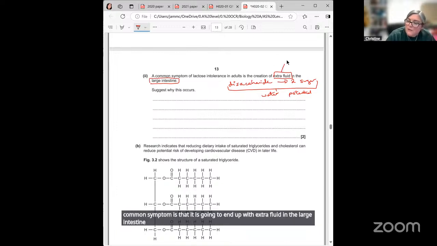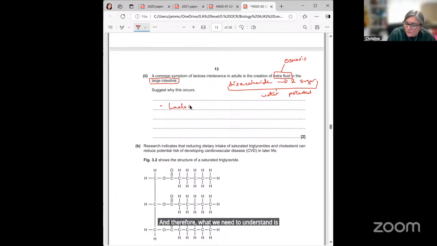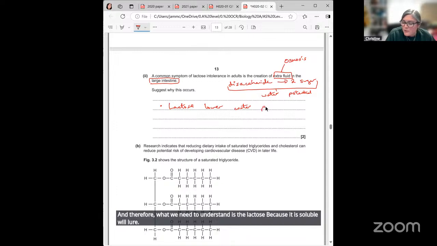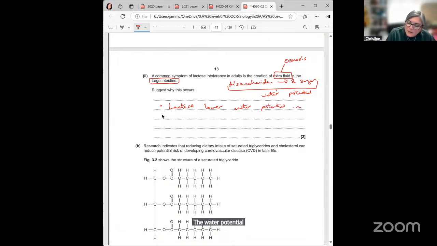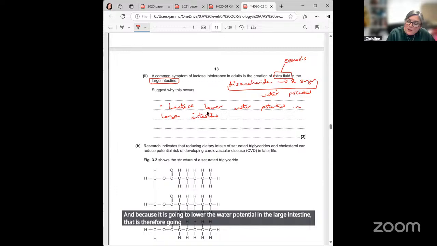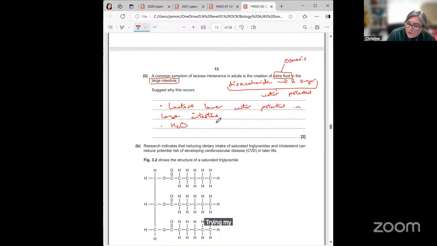They're expecting you to note that if we're talking about more fluid, we're talking about osmosis occurring. And therefore, what we need to understand is the lactose, because it is soluble, will lower the water potential in the large intestine. And because it lowers the water potential in the large intestine, that is going to result in water moving into the large intestine by osmosis.